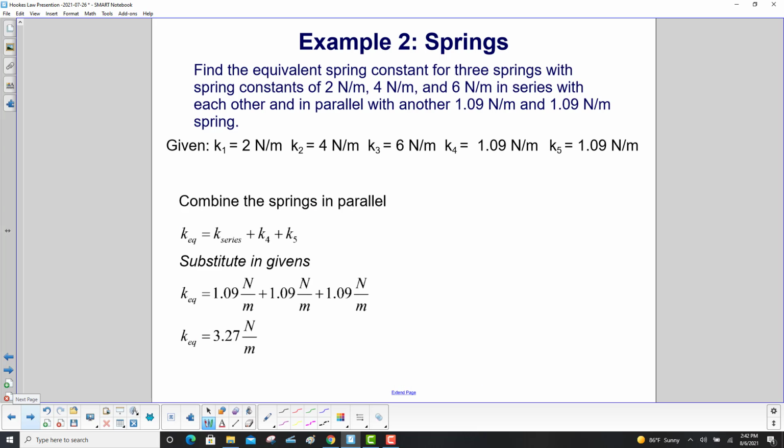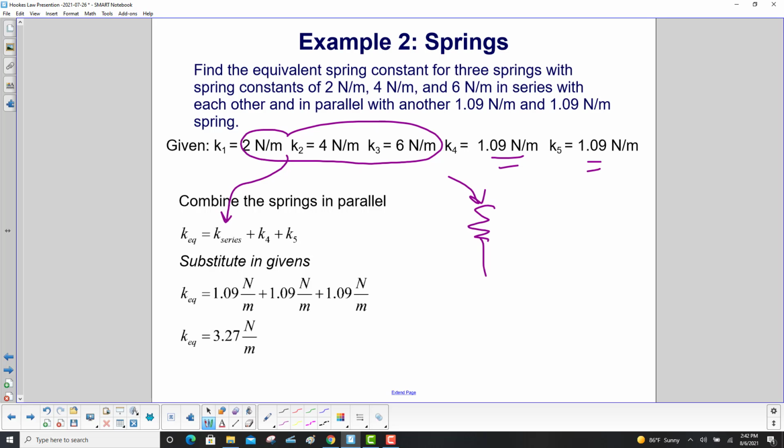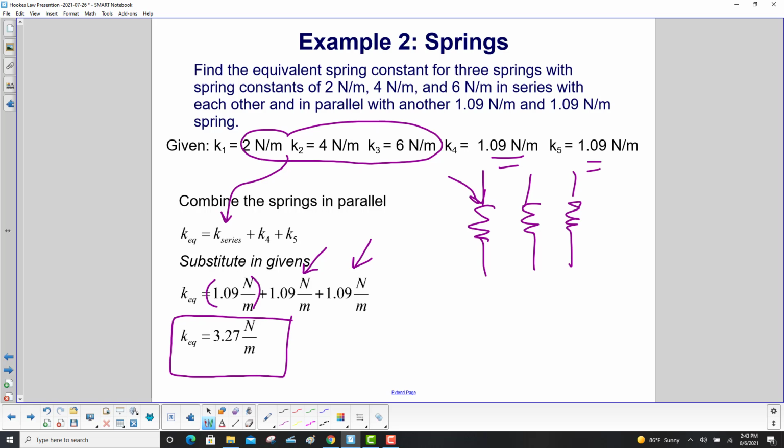We're not done. Now you have to combine the springs in parallel. These 3 have been replaced by this spring right here. These 2 are the ones we're adding. So that's the k effective for the first 3 springs. And now we're adding 2 others, which fortunately have the same value, right? Because when you add them in parallel, they really have to be the same. So then we substitute in our givens. We found this on the previous slide. And here's k4, here's k5. Add them together, you just add them, no reciprocals needed here, and you get the effective spring constant for these 5 springs is 3.27 newtons per meter.